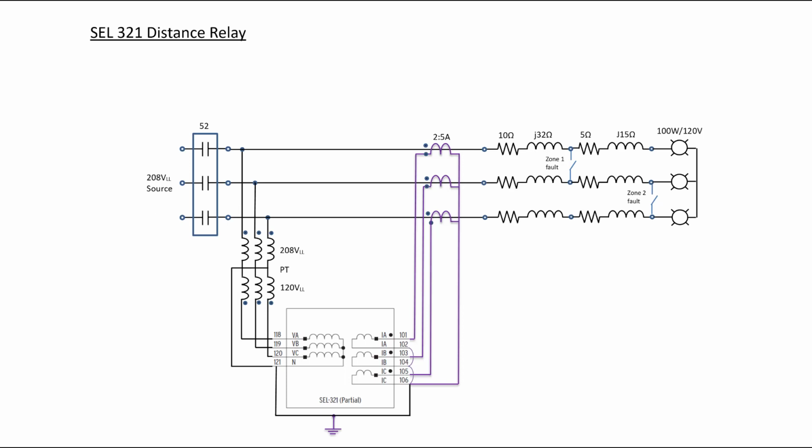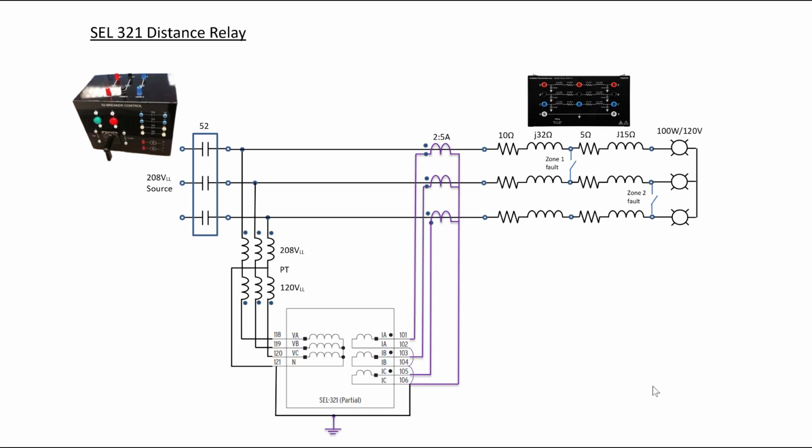It's a three-phase system, and we're going to protect a three-phase transmission line using a Schweitzer 321 distance relay. So the equipment that we're going to use is our circuit breaker control box. This is to simulate the 3-pole high voltage circuit breaker. We have a transmission line module, and we can see the schematic down below of the three-phase transmission line and its values.